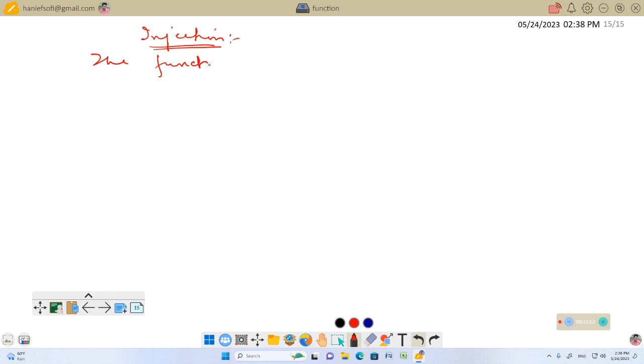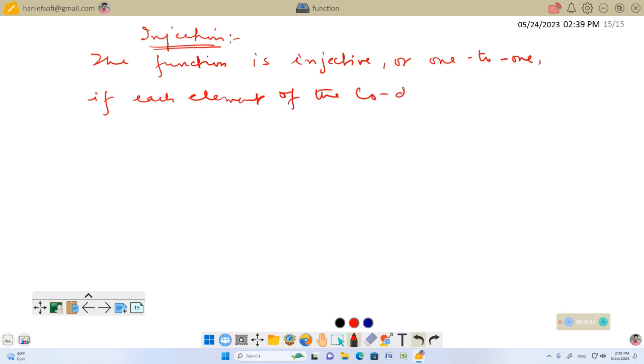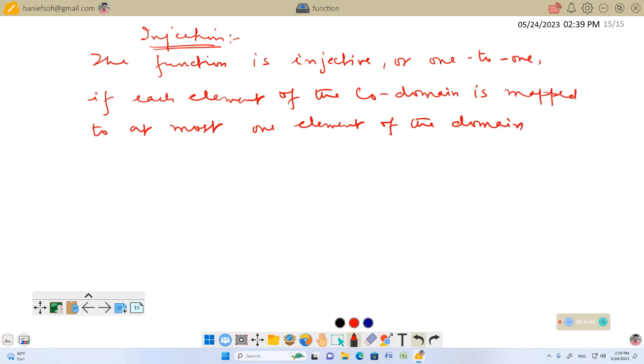So the function we also call injective. The definition: the function is injective, also called one to one, if each element of the codomain is mapped to at most one element of the domain. This is the condition.